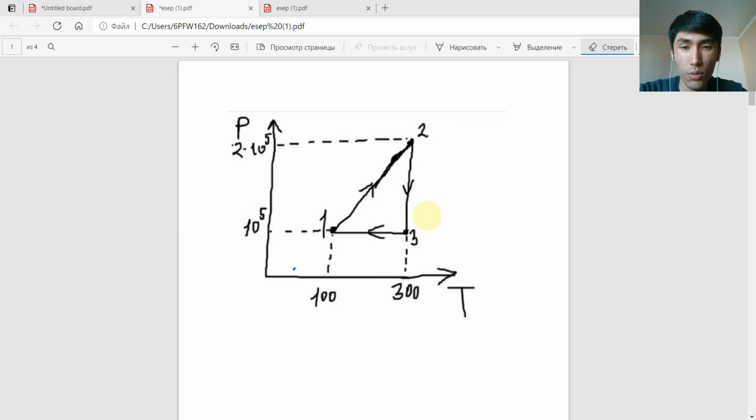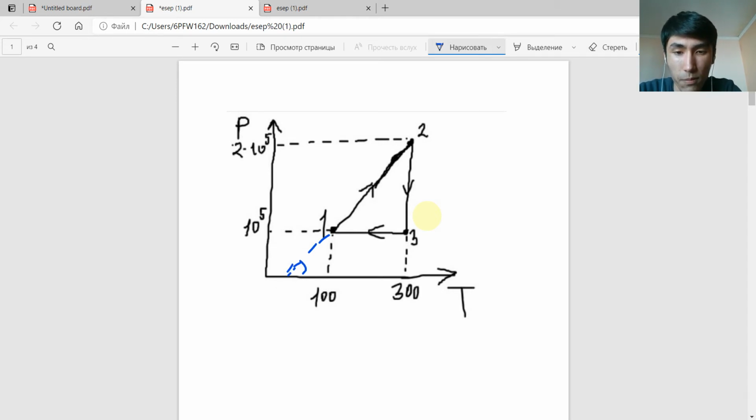Hello everyone, today we're going to solve one problem about thermodynamics. Here is a PT graph, and we should find the total work in these processes. Firstly, we need to draw this line to find an angle.